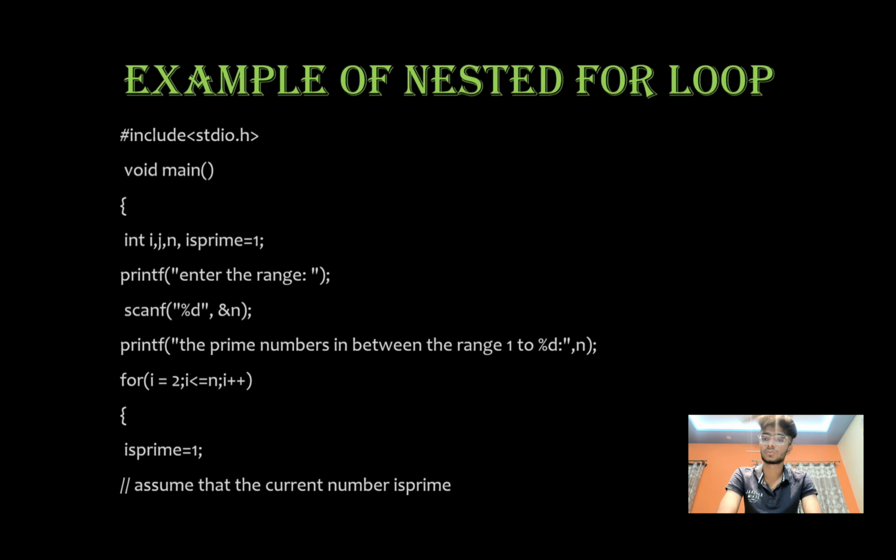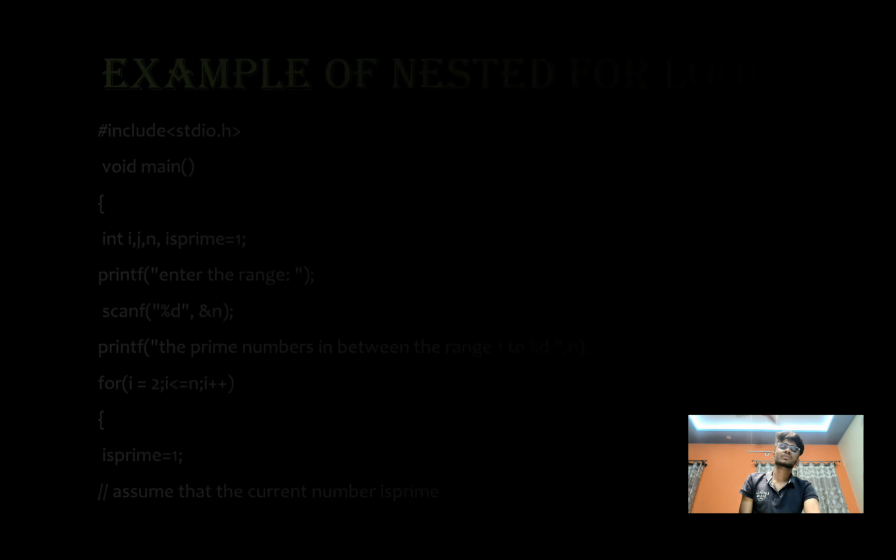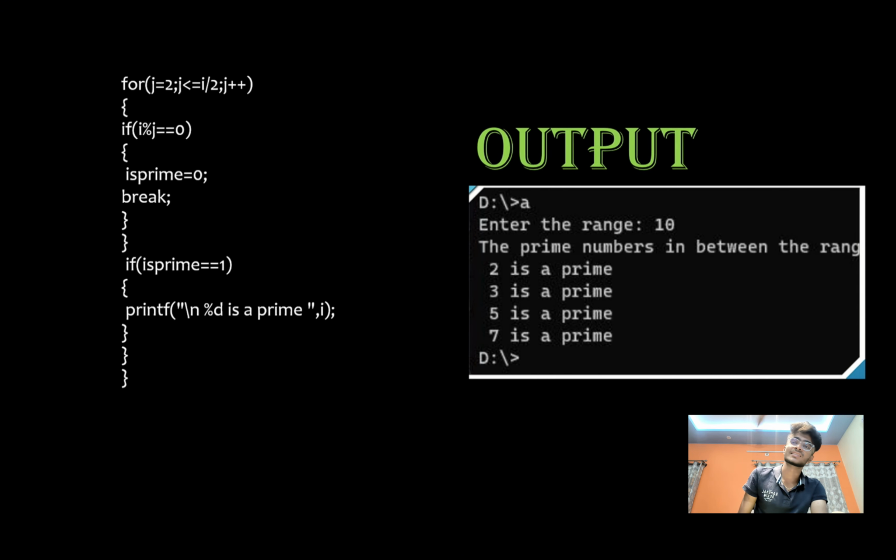The value of i is 2. So 2 by 2 is equal to 1. So is 2 less than or equal to 1? That is false. So we cannot execute the inner for loop.